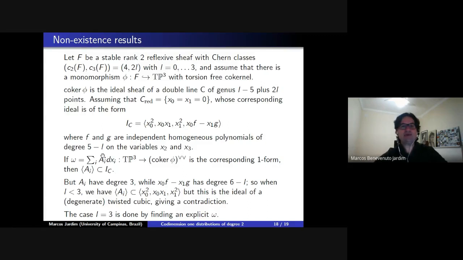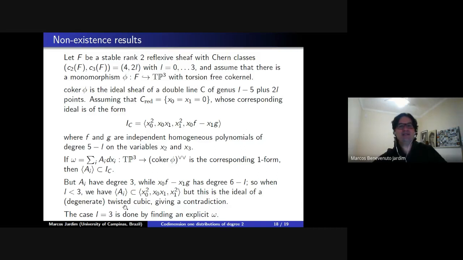So the a_i's, the coefficients here of the form, have degree equal to 3, right? So they are polynomials of degree 3, and they have to be contained in this ideal here, which has these generators, right? So these generators have degree 6 minus L, right? So when L is smaller than 3, these guys of degree 3 cannot appear as multiples of these guys here, right? Because they have degree larger than 3. So the a_i's will actually be contained in this ideal.